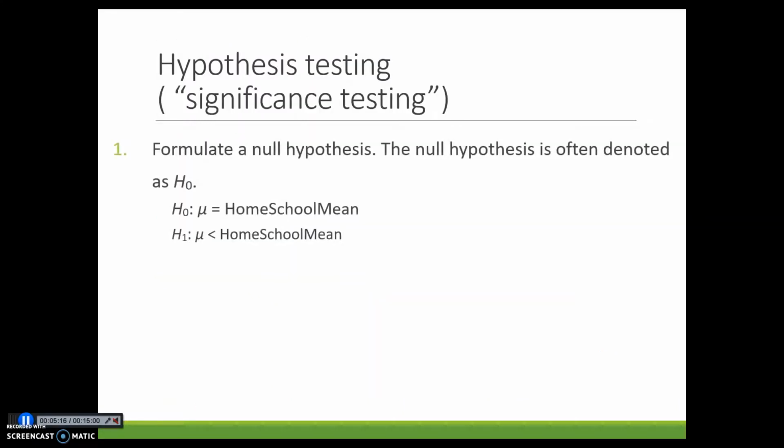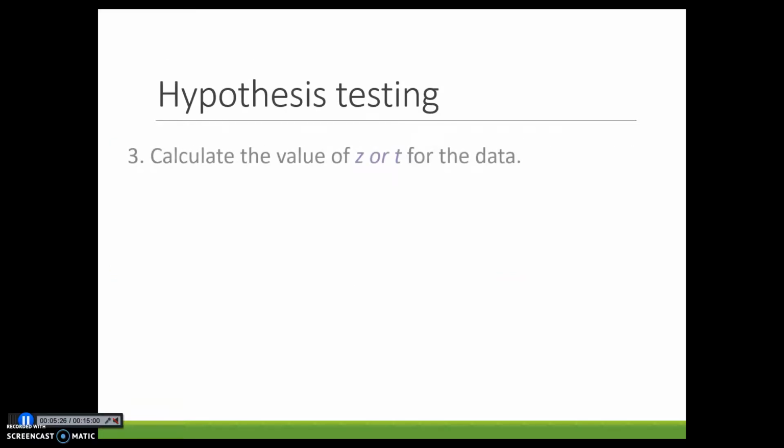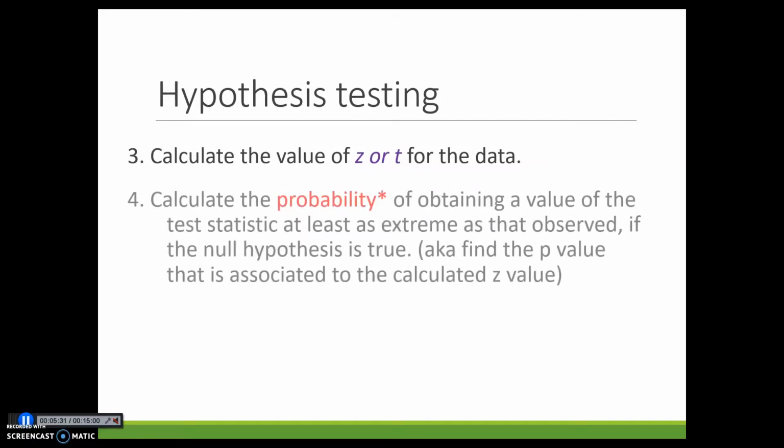We have formulated our hypotheses. Number 2, we have to decide on a test statistic. This is either a Z or a T in this case, but we'll come back to that in a minute. Then I'm going to calculate my Z or T tests with the data that I have. I'm going to find the probability that is associated with this.